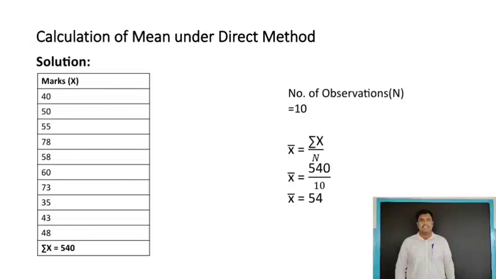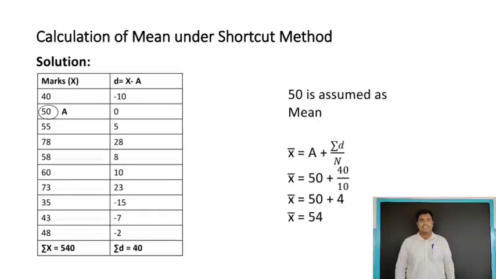So under direct method, I'll apply the formula mean is equal to sigma x by n. So sigma x, marks of the students that is given, is considered as x. I take the total of the marks that will result in sigma x, which I get 540. I'll divide it by n, which refers to the number of observations. Here it is 10 students' marks that have been given. So 540 divided by 10, mean is equal to 54. So this is under the direct method.